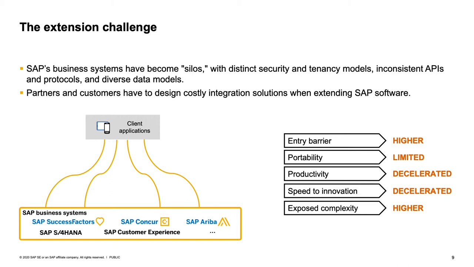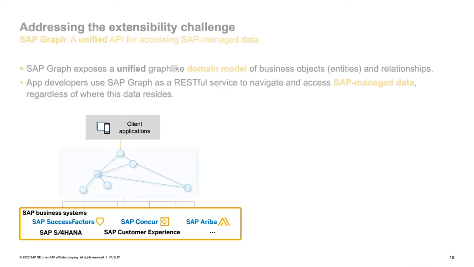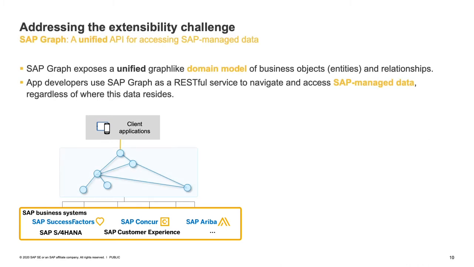Obviously, all of this results in productivity deceleration, innovation decelerates, and also all the complexity is exposed on the client application. Now, how does SAP Graph address this challenge? SAP Graph provides a unified API. A unified API that is graph-like, representing the domain model and allowing the developers to build against this one API. And this allows the developers to work against the RESTful API to navigate and access SAP managed data across SAP systems, regardless of where the data resides.